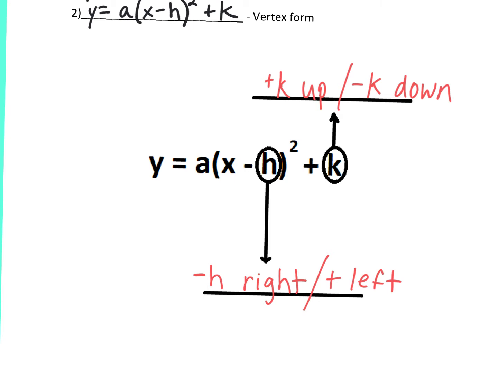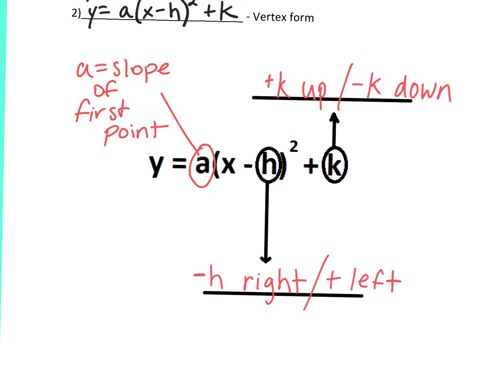I also want you to circle the A in the front. Circle that A. So what A is still going to be A, okay? If we think back to our last section, A told us the slope of the first point. It's still going to do that. It's also going to tell us if it opens up or down, right? So if A is positive, that means we're going up. And if it's negative, we are going down.